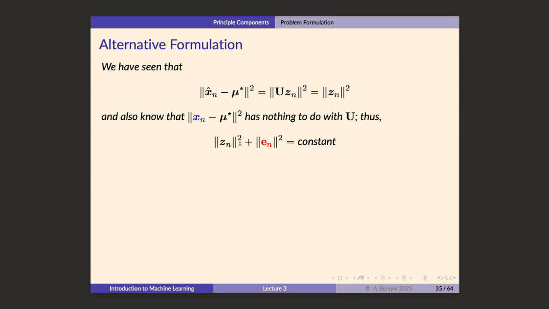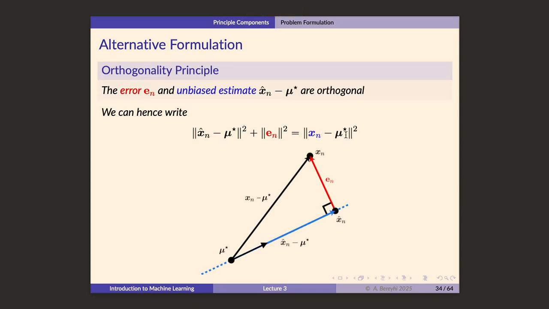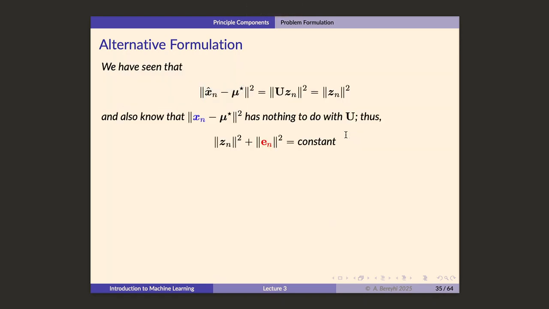So now what I conclude is that this guy, which is the norm of the latent representation, plus the norm of the error equals, let's get back here, xn minus mu, right? Now, xn is the data point, a sample, and mu was the centroid of the samples. Does any of them depend on u? If I give you the data points, you can compute xn and mu star. You can compute that distance, meaning that this guy, whatever it is, is going to be constant in terms of u. It doesn't depend on u.